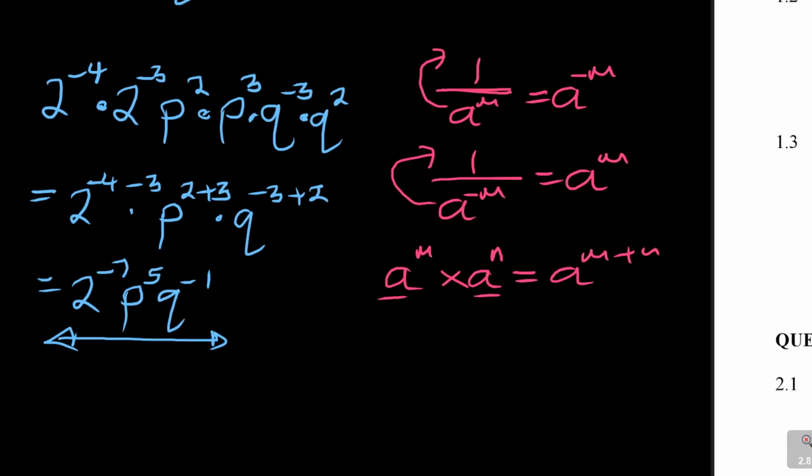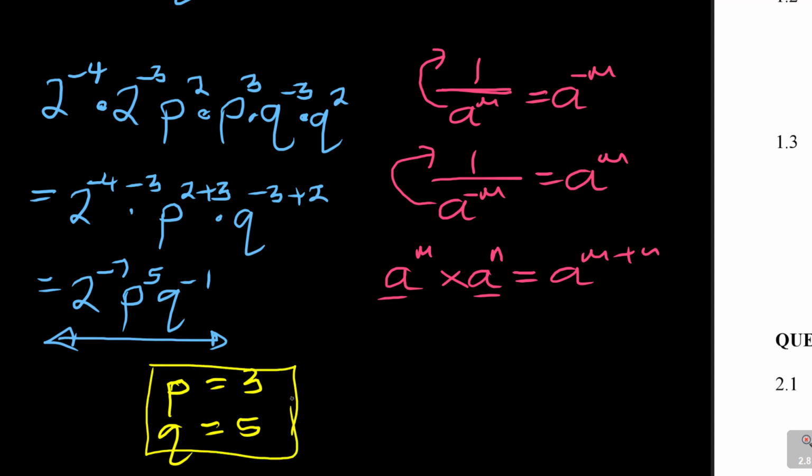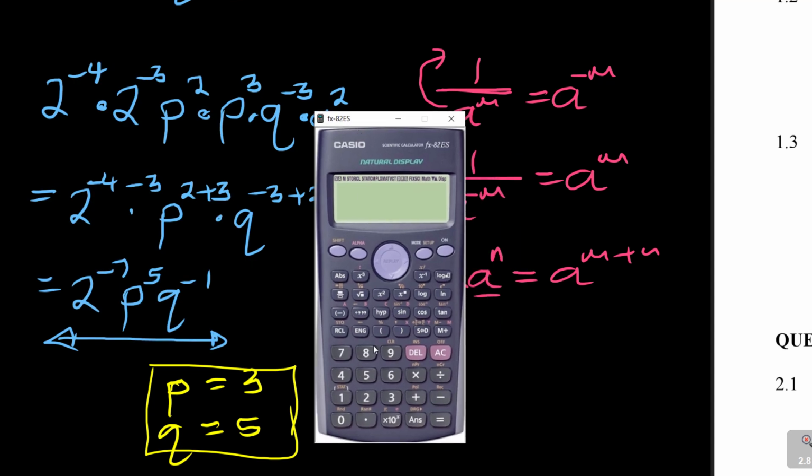For example, I can say, what if I choose my p to be equal to 3, then my q, let it be equal to, let's say 5, just any number that comes to your mind, but be consistent with your substitution. So if I take my calculator and substitute, let's see what I'm getting in my answer. It will be 2 to the exponent negative 7 times p, we said p is 3 to the exponent 5, and then times q, which is 5 to the exponent negative 1. I hope I'm putting this properly.